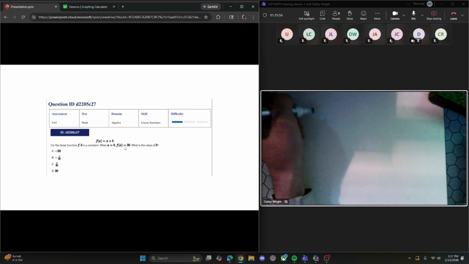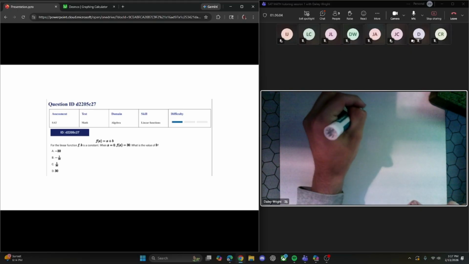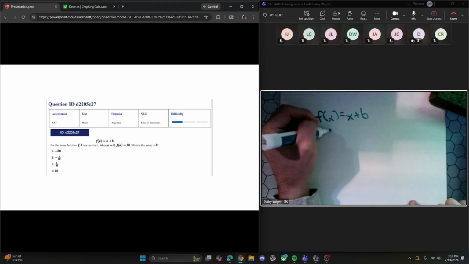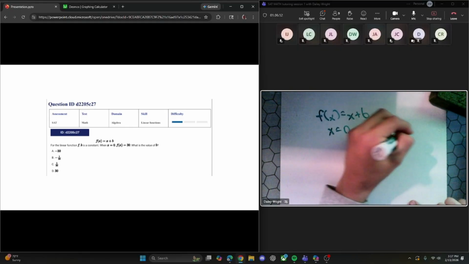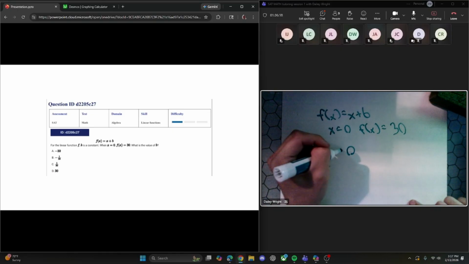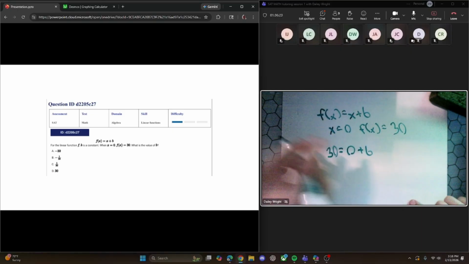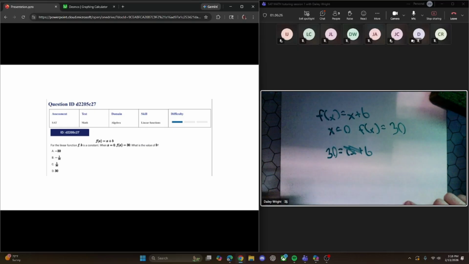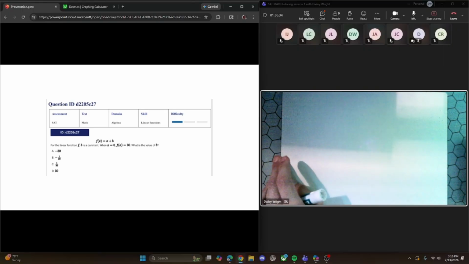So, f of x equals a plus b when x equals 0, f of x equals 30. So we just plug in 0 for x and 30 for f of x because it gives us that point. 30 equals 0 plus b. This 0 is non-existent because it's 0, so b would equal 30, which would be D. I don't know why I added that one on the end here, but we'll go over it just because it's there.